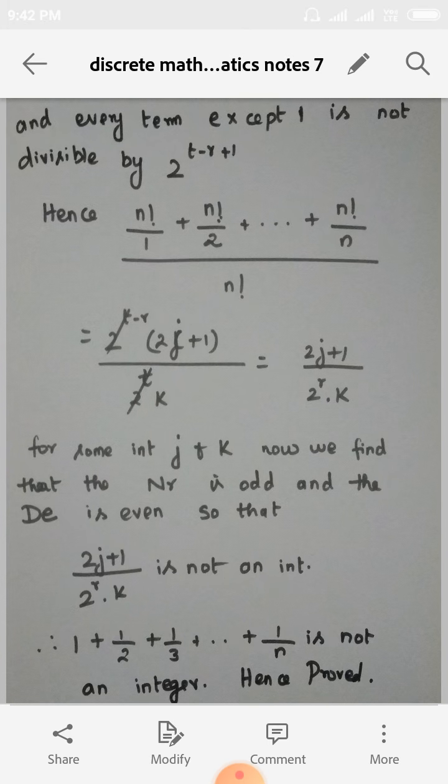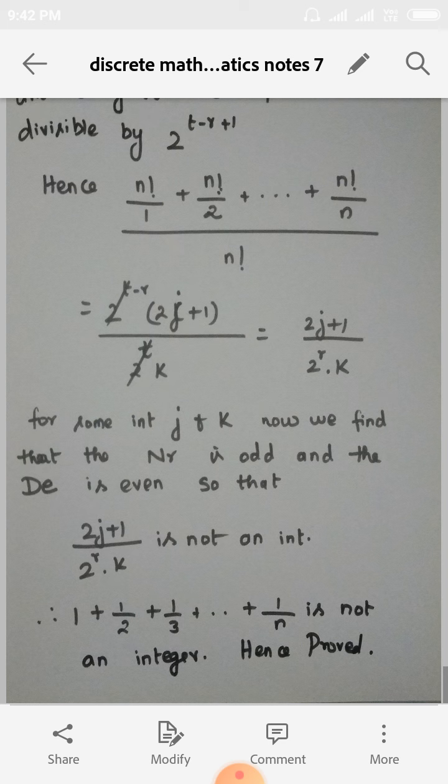We now find that the numerator 2j plus 1 is an odd term, and 2 power r into k, the denominator, is an even term. So an odd term divided by an even term is not an integer. Therefore, the given term is not an integer.